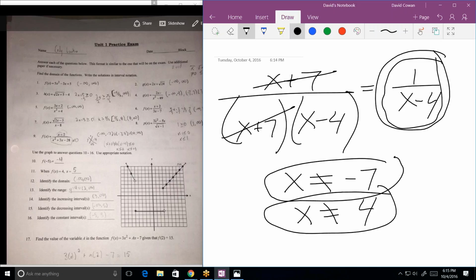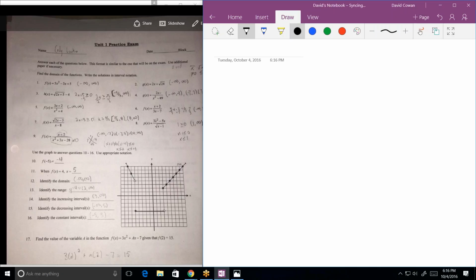So the domain restriction always comes from the original function, not the function after you've canceled out linear factors. Okay, that makes sense. And then we can skip to 17. Okay. I'm just confused on that.